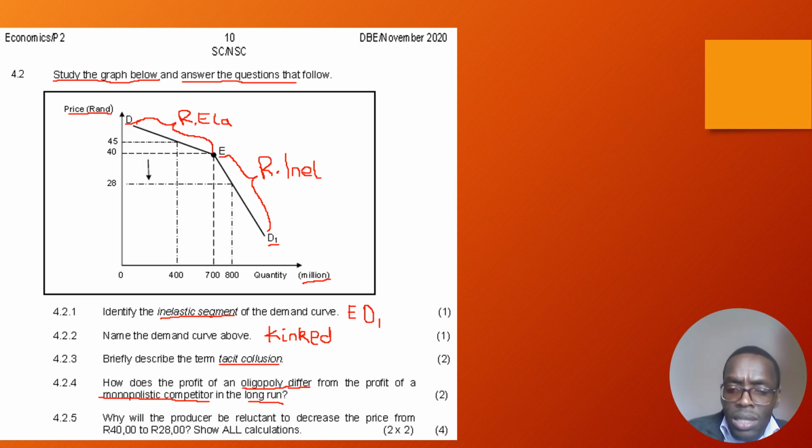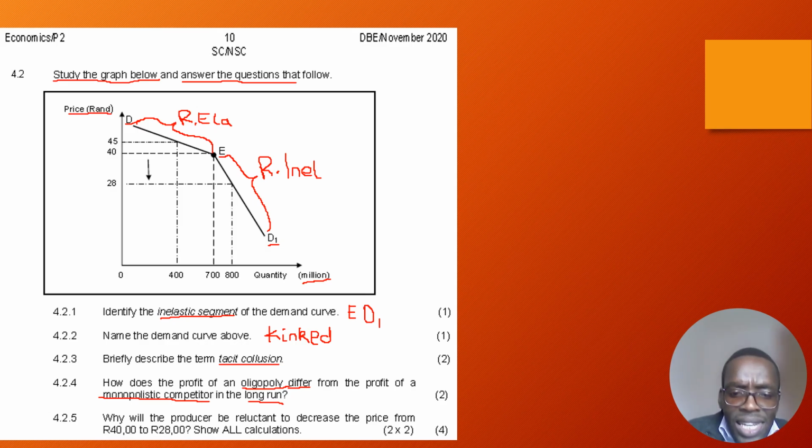So if there are profits that were made in the short run, those profits are going to end up attracting more new businesses into the industry. Are we together there? Forcing the monopolistic competitor to be faced with normal profits in the long run. Are we together there? So this is what we are saying.